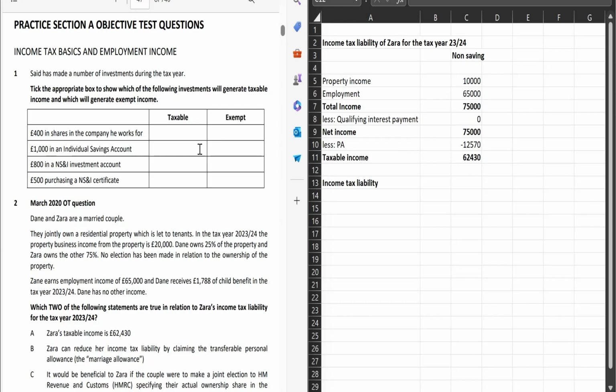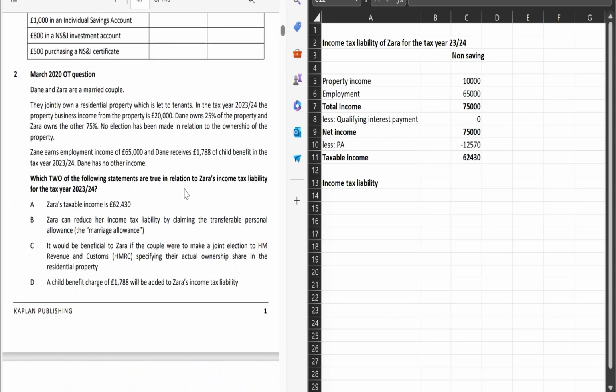And the last one is 500 purchasing an NSI certificate. So it's already an exempt category. One thing I would like to highlight: in NSI certificates there is no limit, but in an ISA, that's an individual savings account, there is a limit of 20,000, right?